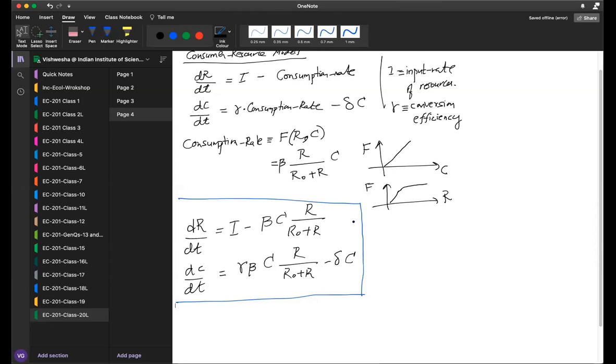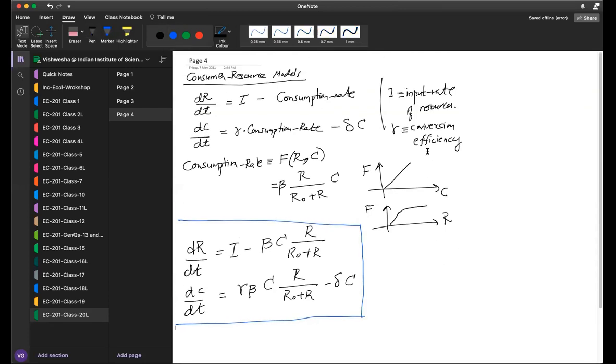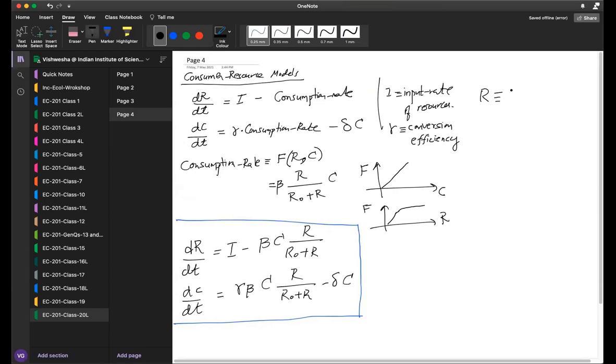So what is dC over dt in this case? Is it the population size of the consumer? Absolutely. So C is the consumer population size. So what is R? Let's write it down here. R basically is the amount of resources and C is the population size of consumers.